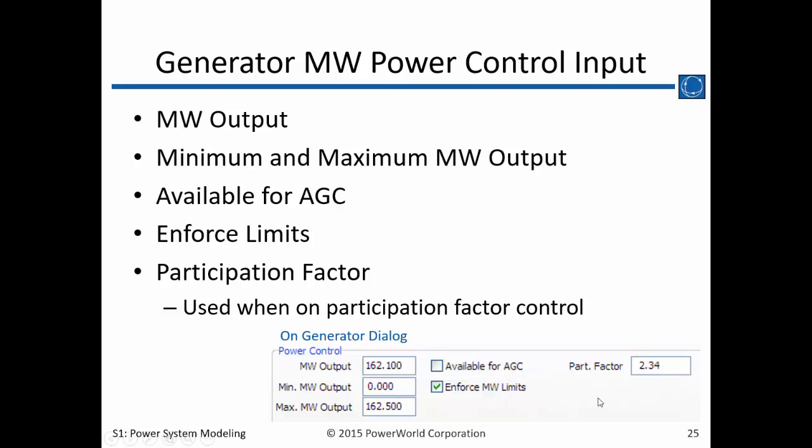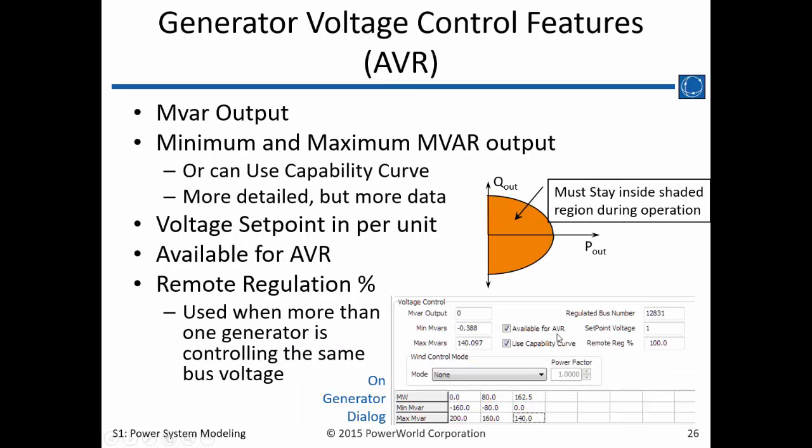Participation factor is another option over here, another setting over here. We will talk about that later when we talk about what participation factor control is. It's one of the types of automatic generation control that you can use in simulator.